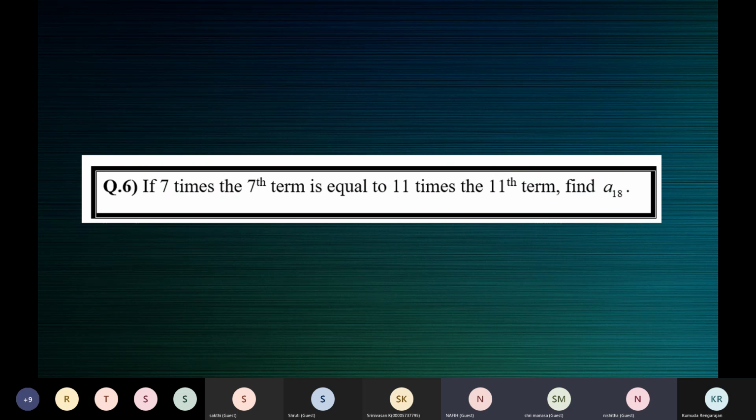Homework. Written down, children? Yes, ma'am. Okay.